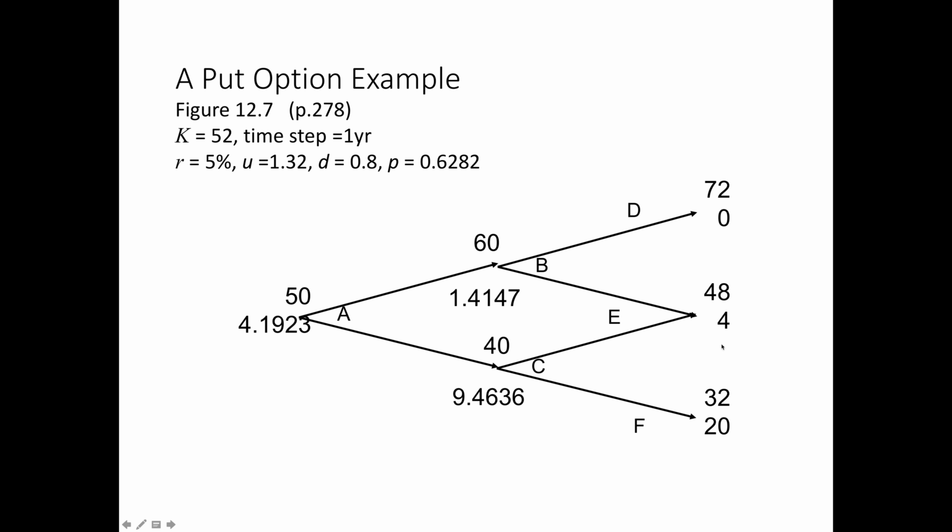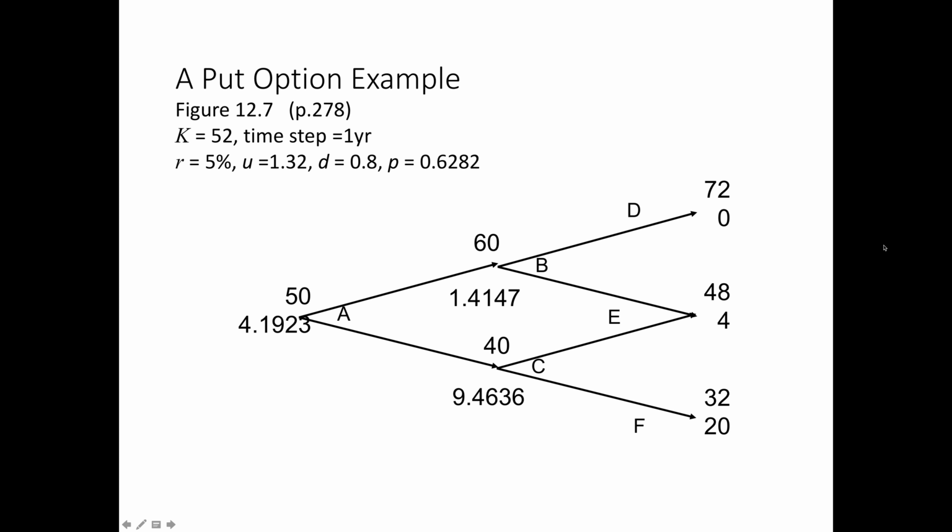What is next? Next, you calculate the interim value for the put. Node B is the probability times 0 plus 1 minus probability of going down times 4, discounted back by 5% for 1 year. You get 1.4147. Also calculate C, same logic, going up, going down with probability 0.6282 according to the formula. Finally, since it's a European option, you just let it go one step further and find the present value. Using those present values as future values, you calculate another present value today, which is worth 4.1923. So this is the value of the put today.